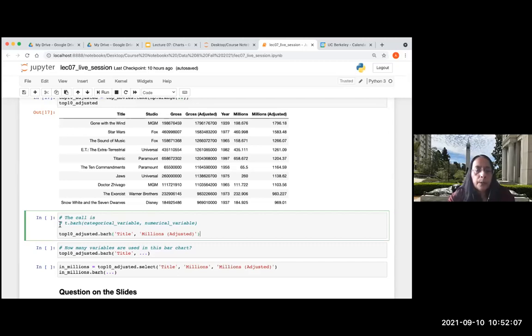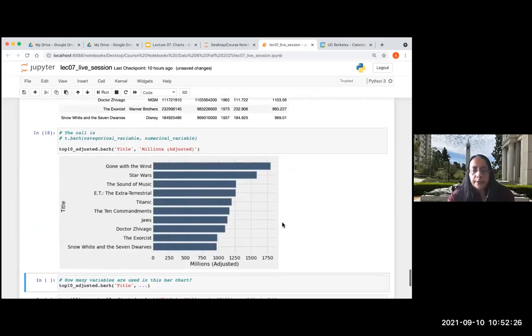And so the call is table name dot barh, because we are going to draw a horizontal bar chart, and I'll explain why in just a moment. And you provide the label of the categorical variable, and then the label of the numerical variable whose sizes you want to see. And that looks like this. And what I'd like to do is take a few minutes just to look at this very, very carefully. I mean, it's a bar chart. You've seen bar charts since you were tiny, but it is time today to look at this thing carefully.